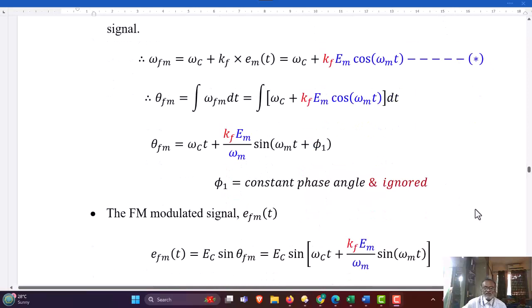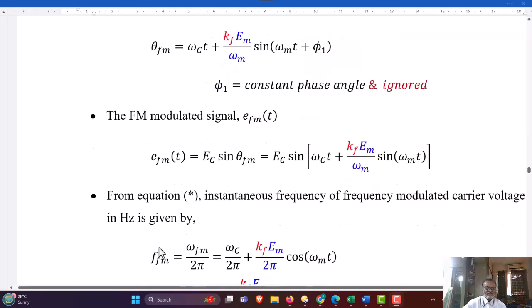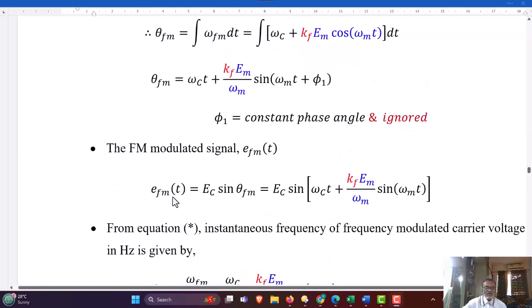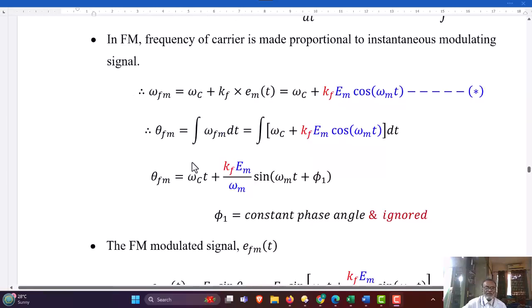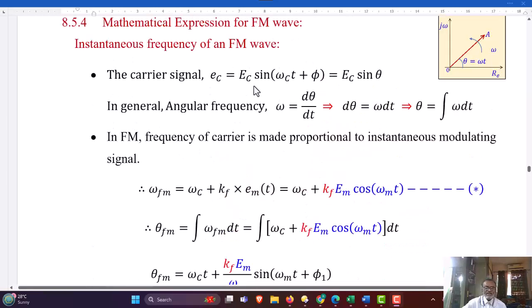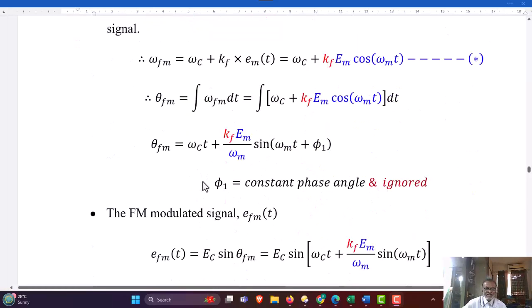Since phi 1 is a constant phase angle, for the sake of simplicity, we will ignore it further, or we will consider it 0. So now we get the value of theta FM, and we will substitute this in the carrier signal wave equation to get the modulated signal.